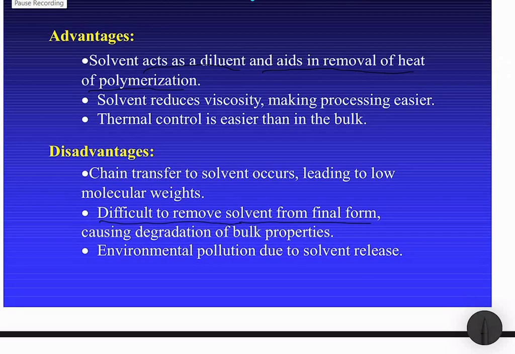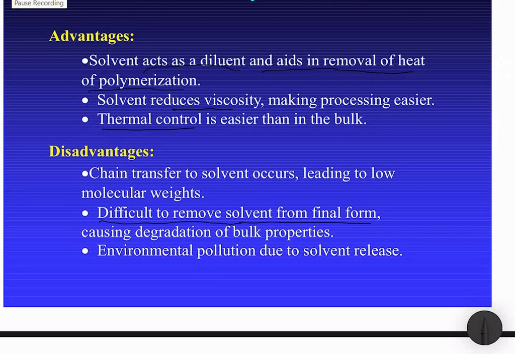polymerization reaction. Now, use of solvent reduces viscosity, and the overall polymerization process becomes much easier because of the lowering of the viscosity; the stirring effects and all these things become much easier because of the presence of the solvent. And of course, use of the solvent gives you better thermal control of the reaction, which was not present in the bulk. So the thermal control over the reaction becomes much easier in the solution polymerization technique.